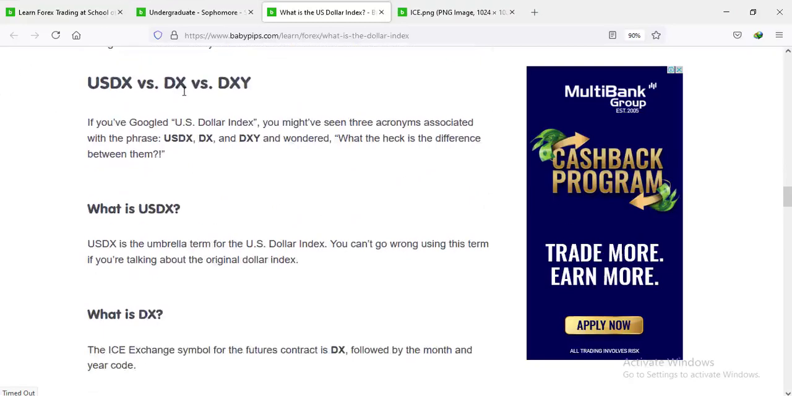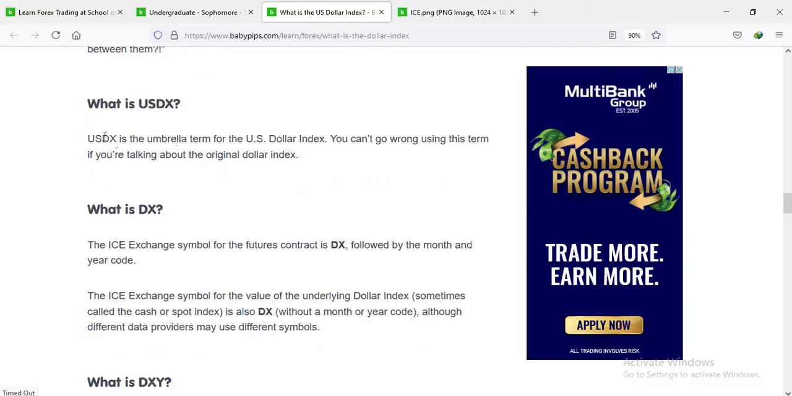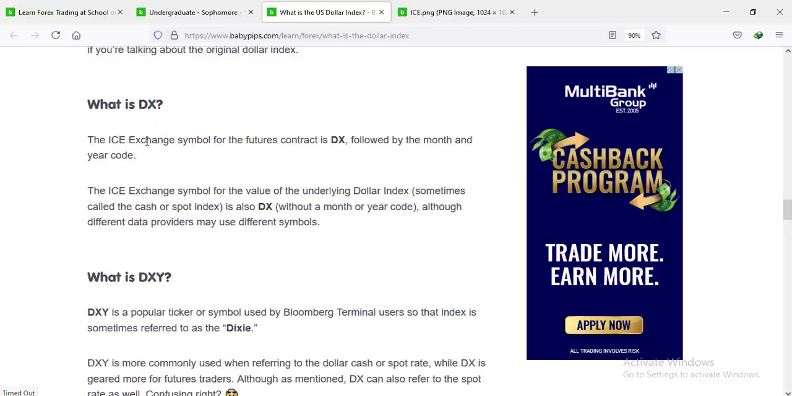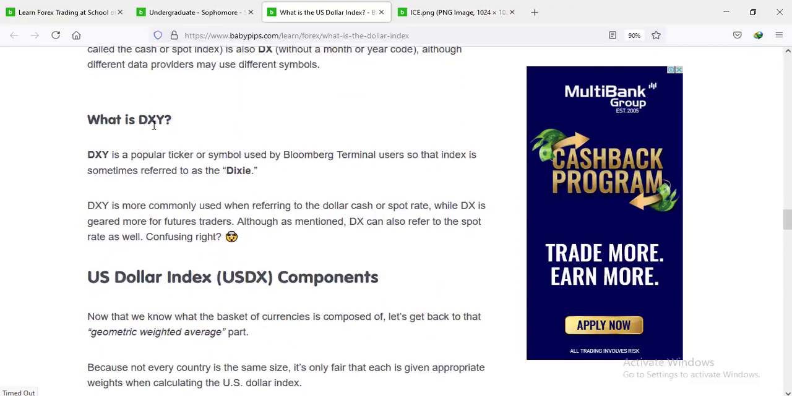So the USDX, all these are just acronyms. Okay, so what is USDX versus DX and versus DXY? Now they are names, they almost mean the same thing. So USDX is the umbrella term for the US dollar index. Now DX is the ICE exchange symbol for the futures contract, followed by the month and year code. So if it is on the ICE, they want to refer to the US dollar index, they will just say DX.